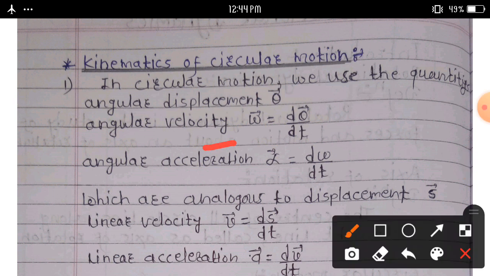We can write the formula: angular velocity is denoted by omega, and theta is the angular displacement. The rate of change of angular displacement with respect to time is called angular velocity. Then we can write omega equals d theta upon dt.